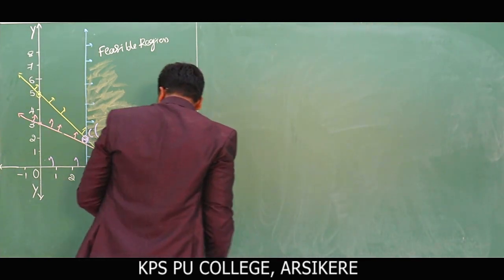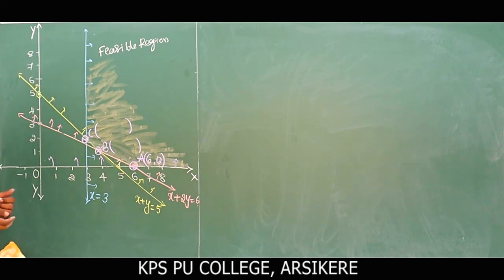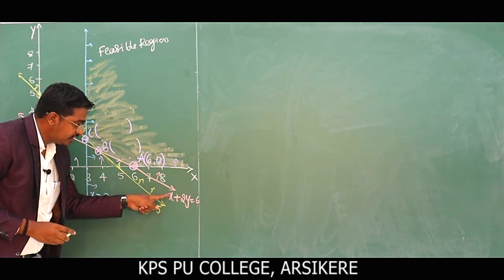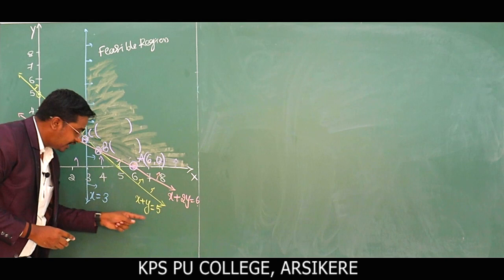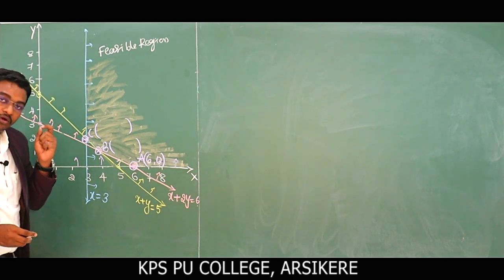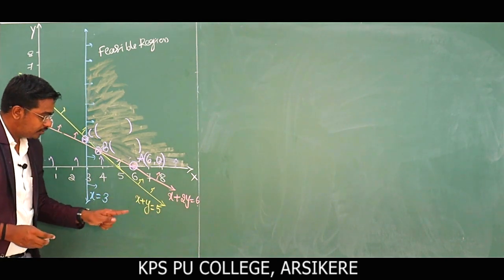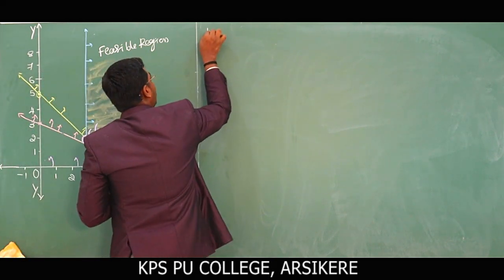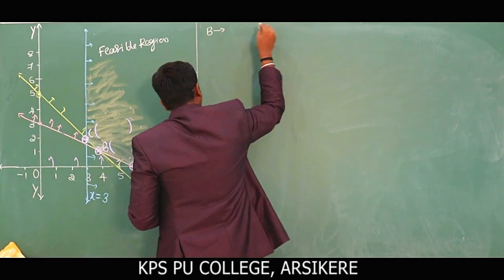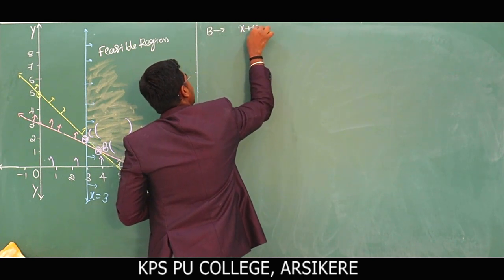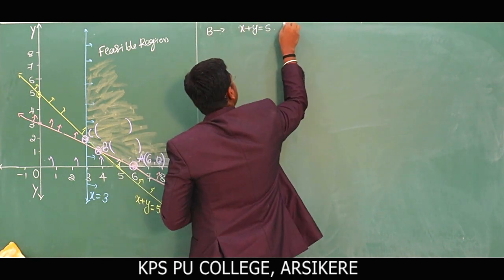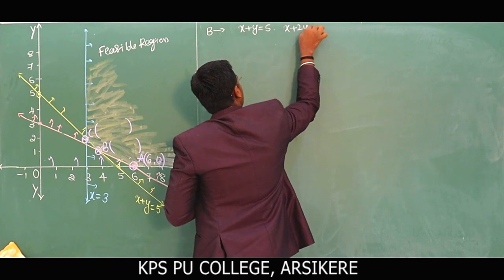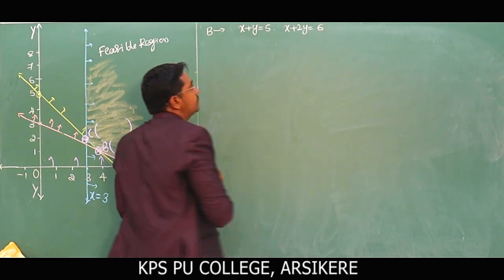So to find the point B, here we have to solve these two equations. What are the equations? x plus y is equal to 5 and the second equation, x plus 2y is equal to 6.